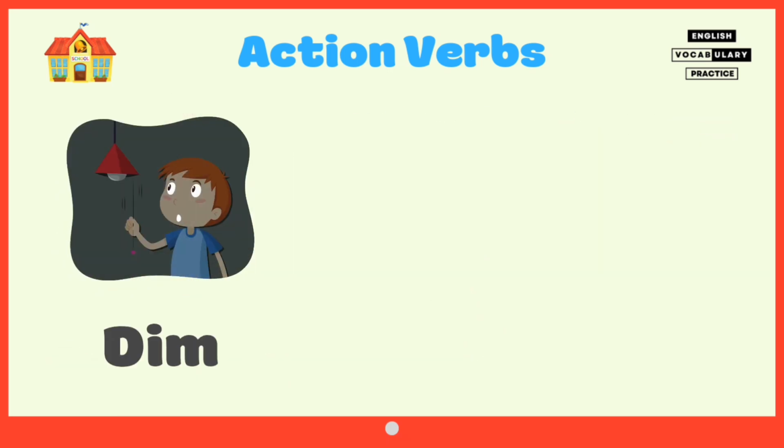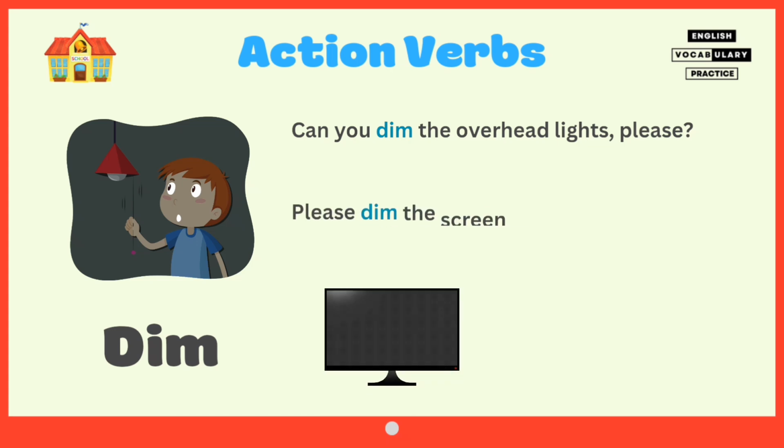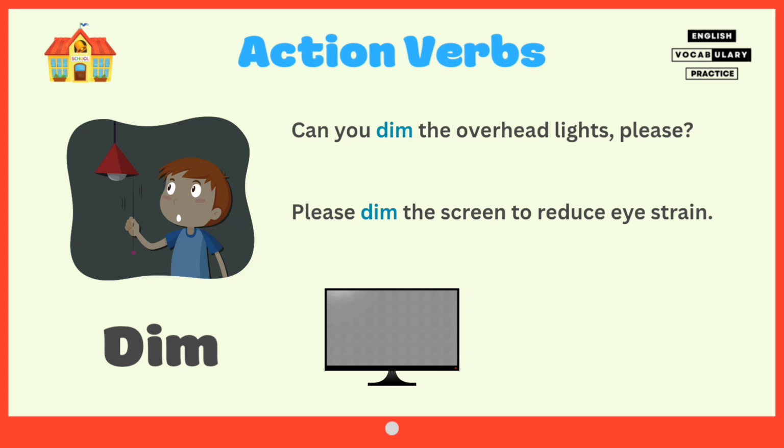Dim. Can you dim the overhead lights, please? Please dim the screen to reduce eye strain.